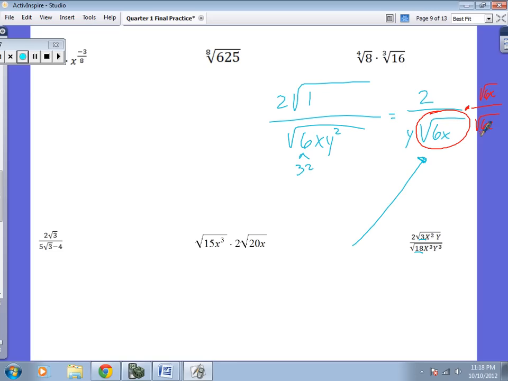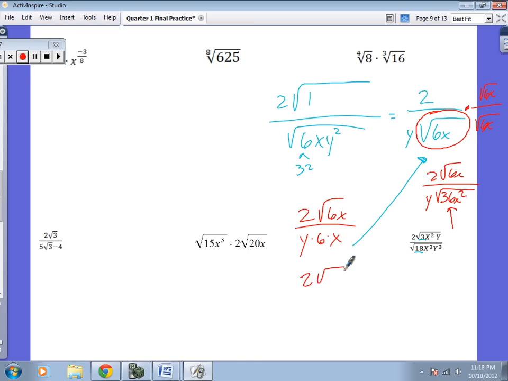So on top you're going to have 2 times the square root of 6x. On bottom you're going to have y times the square root of 36x squared. And what you just created is a perfect square. So this is going to all come out of the radical. So on top you got 2 times square root of 6x. On bottom we've got a y times a 6 times an x. Because square root of 36 is 6, square root of x squared is x.